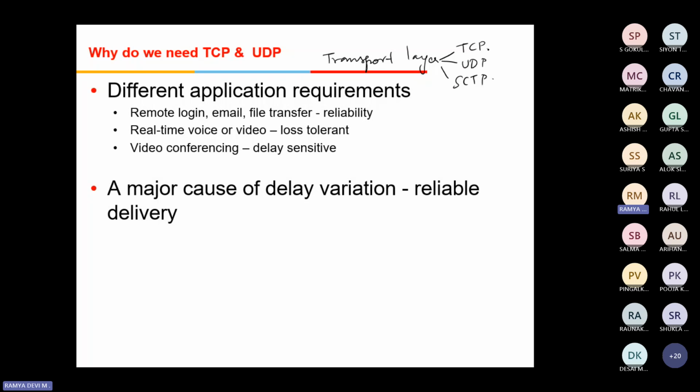Transmission control protocol, user datagram protocol, and stream control transmission protocol. Okay, so TCP and SCTP are connection oriented protocols, and UDP is a connectionless protocol.